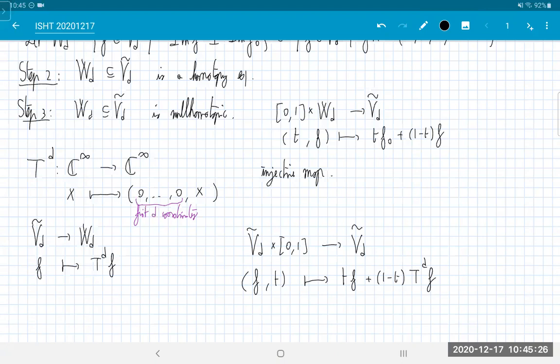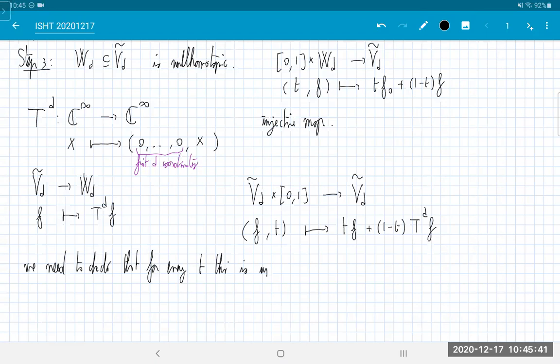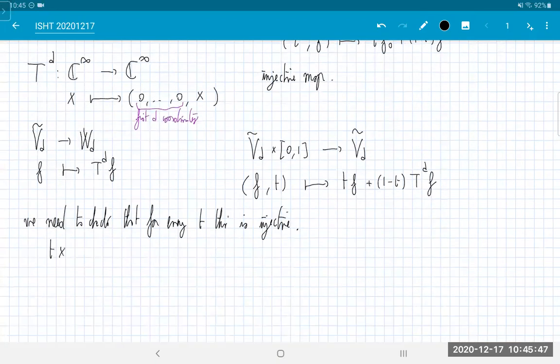And you have to check that for every t, this map is actually injective. So we need to check that for every t, this is injective. And what it boils down to is to check that if t x plus (1 minus t) t^D x is 0, it implies that x is 0. That's what it boils down to.